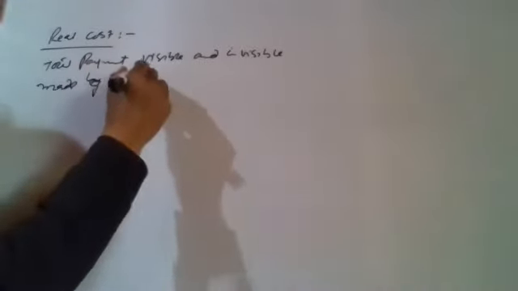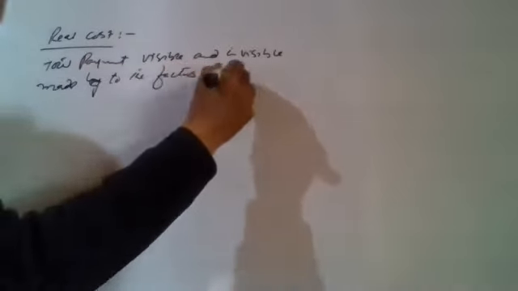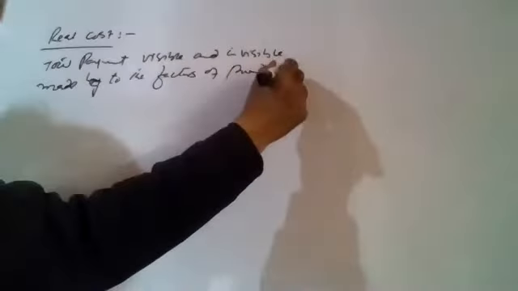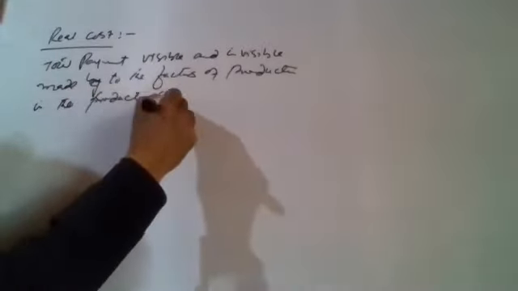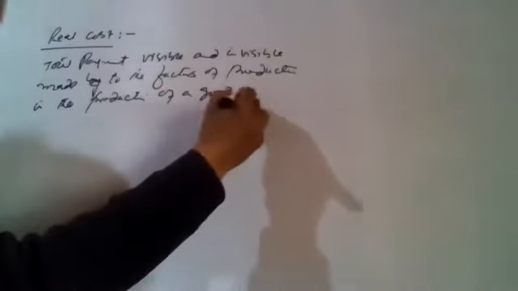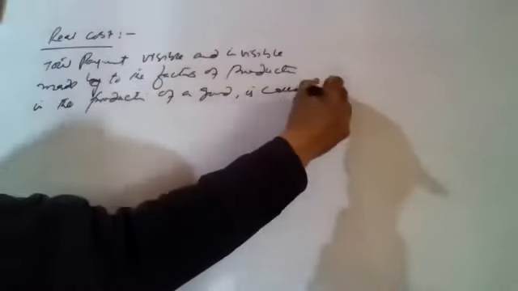The total payment, visible as well as invisible, made to the factors of production in the production of a good is called real cost.